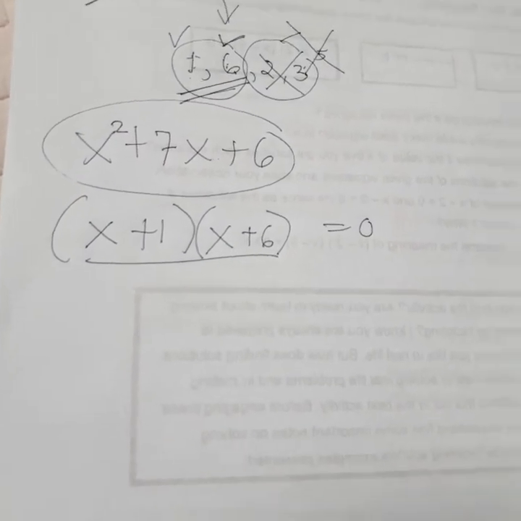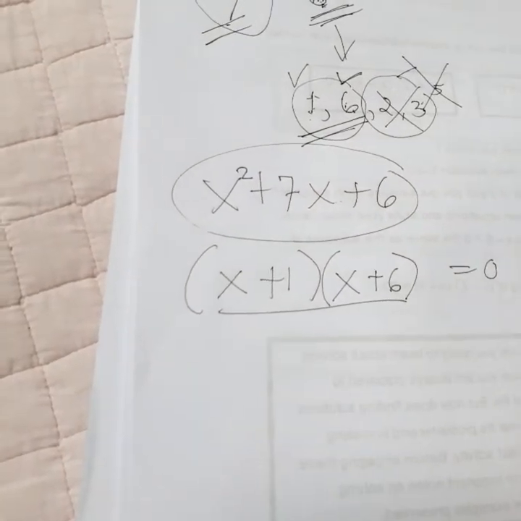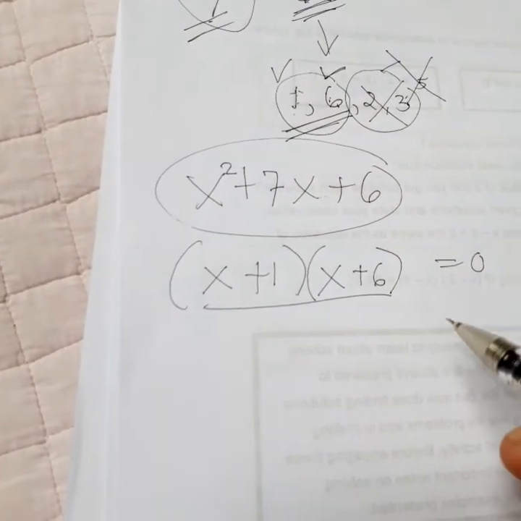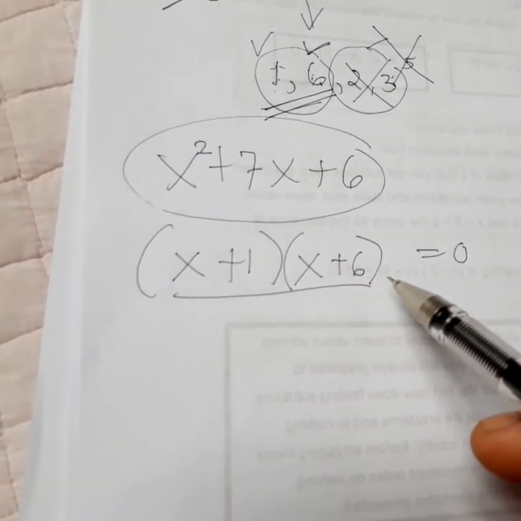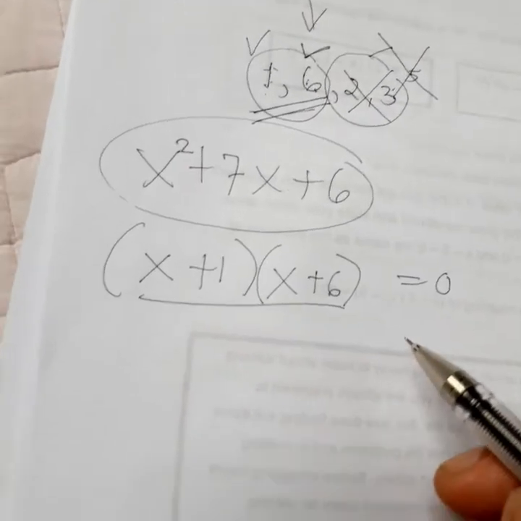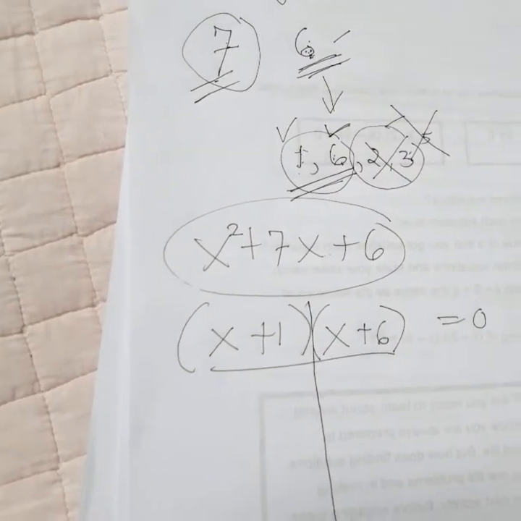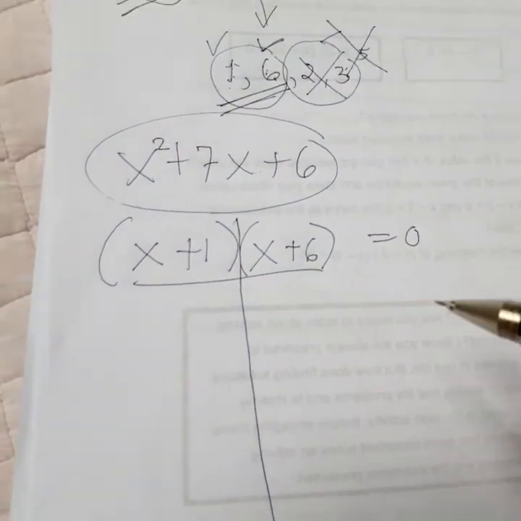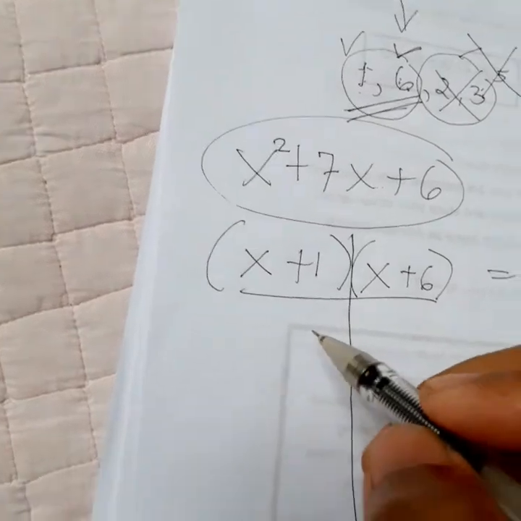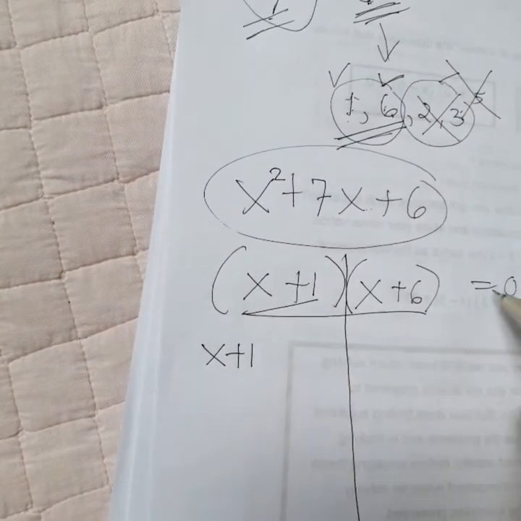Since we said earlier the zero property, there are two factors. So simply, to find the roots or the solutions of this factored equation, we set each of them equal to 0. We separate them. Sometimes you can already see the answer. So we have x plus 1, we copy it, equals 0.